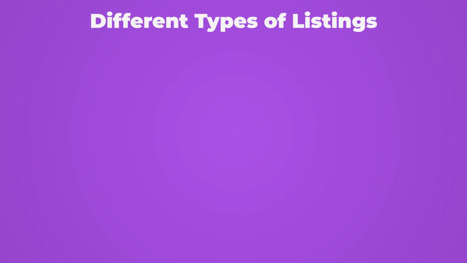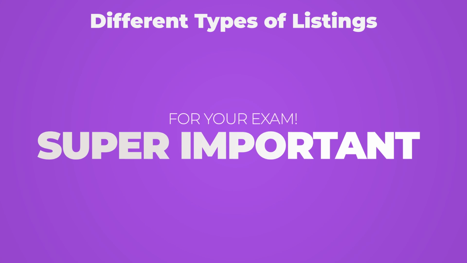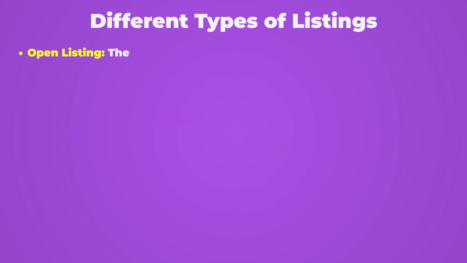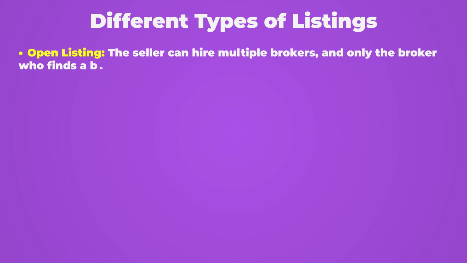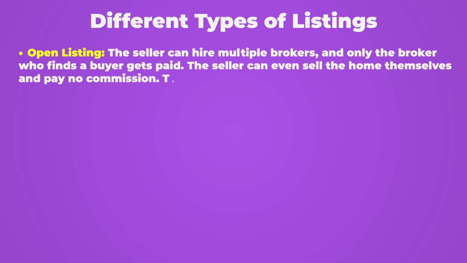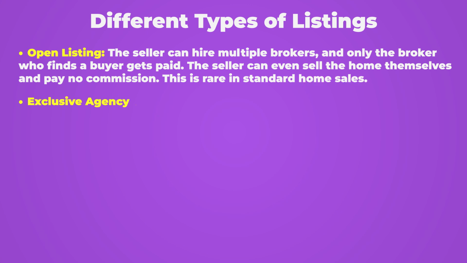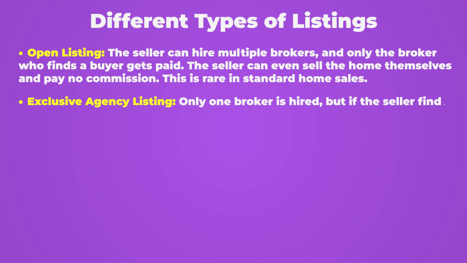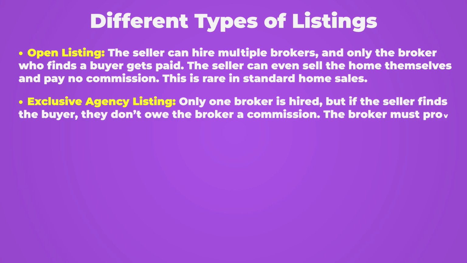This part is super important for your exam. Open listing. The seller can hire multiple brokers, and only the broker who finds a buyer gets paid. The seller can even sell the home themselves and pay no commission. This is rare in standard home sales. Exclusive agency listing. Only one broker is hired, but if the seller finds the buyer, they don't owe the broker a commission. The broker must prove they were the reason for the sale to get paid.